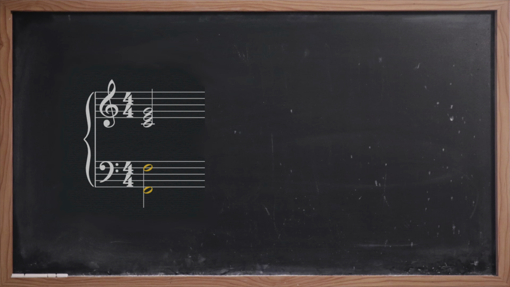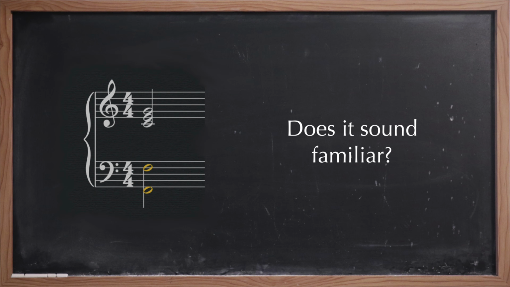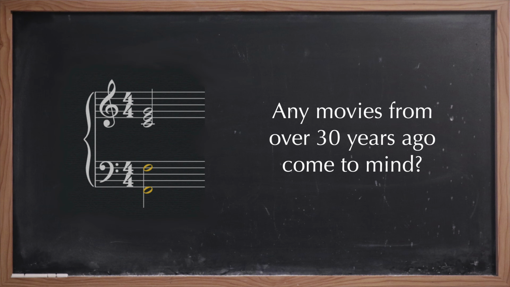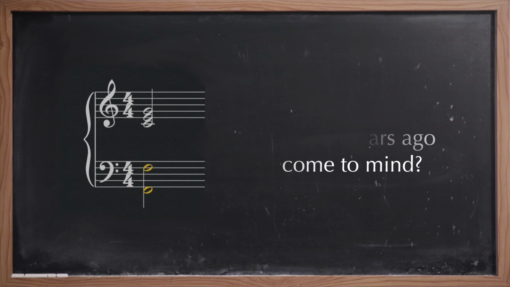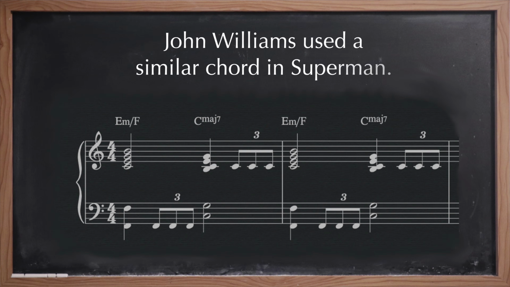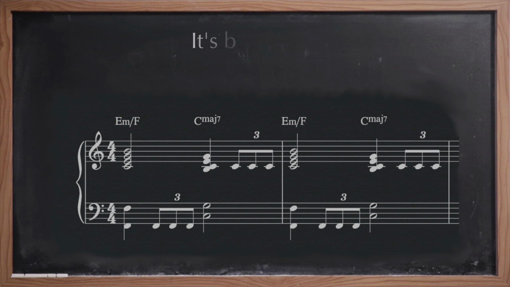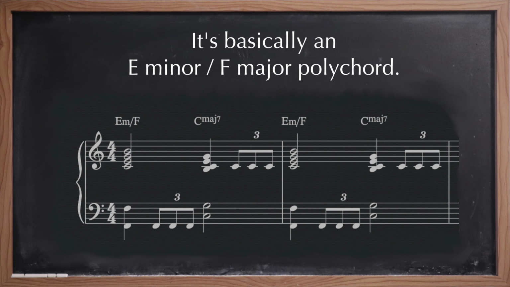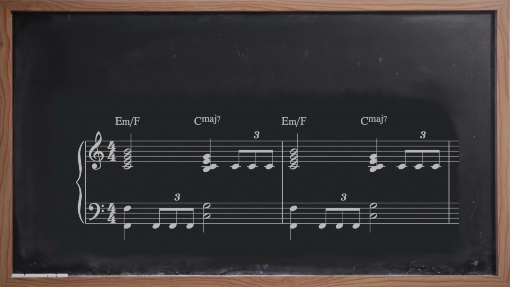And if you listen to this chord, does it sound familiar? Any movies from 30 years ago that come to mind? If you guessed Superman, you are correct. John Williams famously used a similar chord in the Superman theme. In that case, it's an F major seventh with an added 11th and ninth.